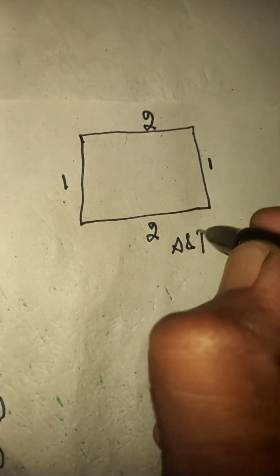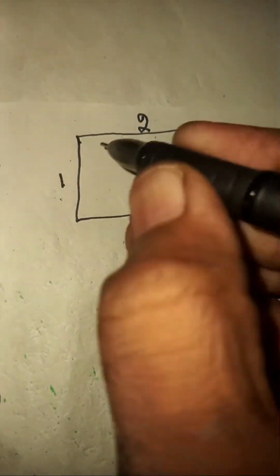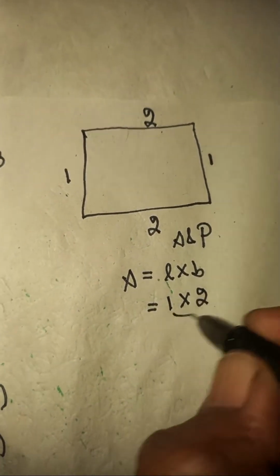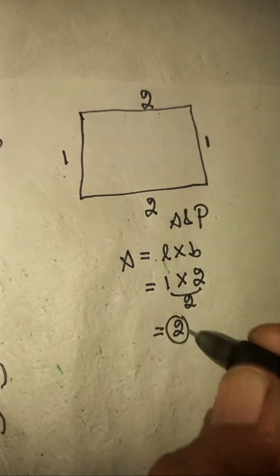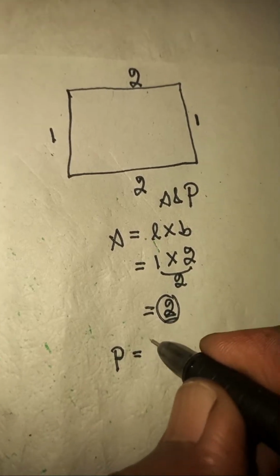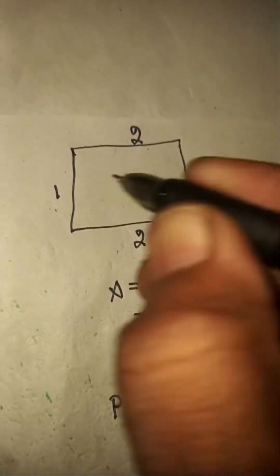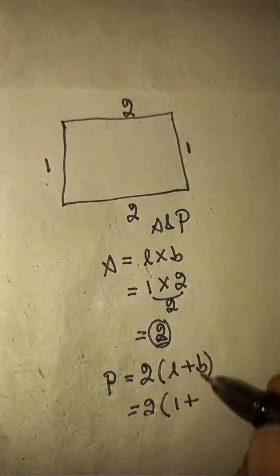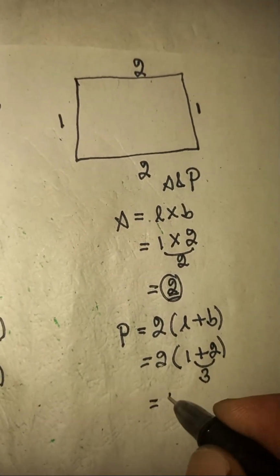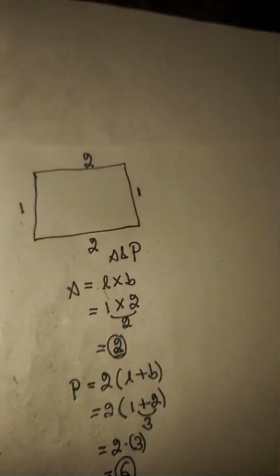Here also find out area and perimeter. Area is length times breadth, that is here length is 1 unit times breadth is 2 units. 1 times 2 is 2, so it is 2 square units, this is the complete area. And the perimeter here is 2 times length plus breadth, that means length is 1 unit and breadth is 2 units. 1 plus 2 means 3, it is 2 times 3, which is going to be equal to 6 units.